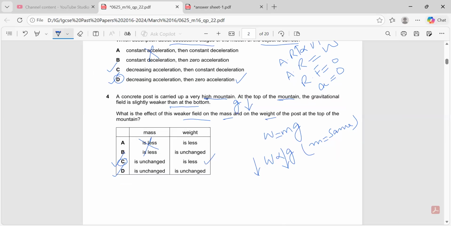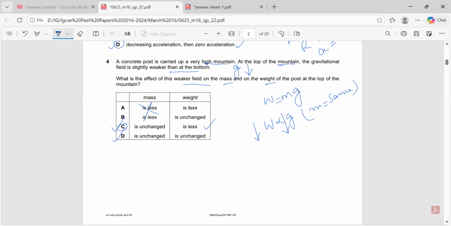This was question 4. Value of G is decreased. And mass is the quantity of matter, number of atoms or particles in the body. So they are same. So mass is not changed. But value of G, it is affecting the weight. As the value of G is weaker, means smaller, so weight will be smaller. So that's why we have chosen option C.